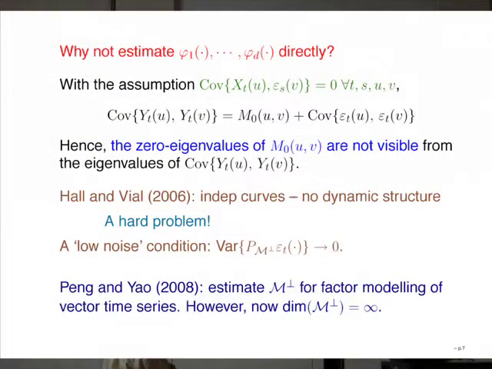Okay, as I said, I got this idea from Peter Hall and Vial in 2006. What they try to do now? Because there is no dynamic structure, they have to start from here, and this problem is so hard. What they really did is to impose what they call a low noise condition, which effectively means that when the sample size goes to infinity, you project the white noise into the orthogonal space of the dynamic space you try to estimate, and this part will go to zero. In a sense, when the sample size goes to infinity, this white noise lives in the dynamic space you try to estimate, so it will not increase the number of non-zero eigenvalues asymptotically. In this way, you can do it. And they realize this is not an ideal situation, but somehow they feel this is necessary.